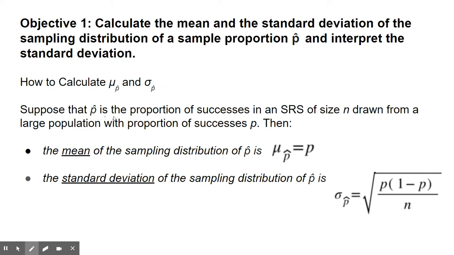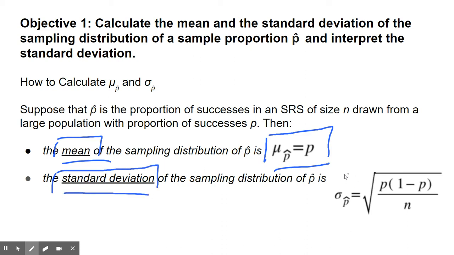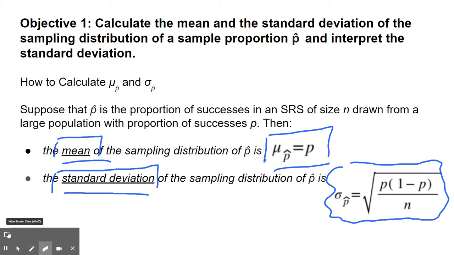Suppose that p hat is the proportion of successes in a simple random sample of size n drawn from a larger population with proportion of success p. Then the mean of the sampling distribution, mu sub p hat, is actually going to be the population value p. They will give you the population value, the proportion of success, and we will use that value. The standard deviation of the sampling distribution of p hat is going to be this formula right here: the square root of p times 1 minus p, all over n. Keep those formulas in mind.